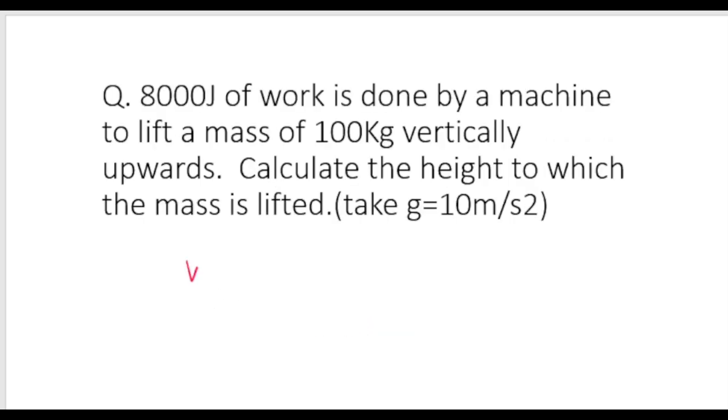8,000 joule of work is done. So W is given as 8,000 joule by a machine to lift a mass of 100 kg. Mass is given as 100 kg, lifted vertically upwards. Calculate the height to which the mass is lifted.